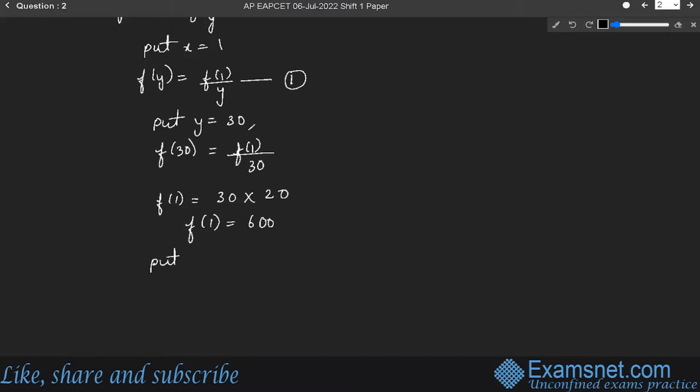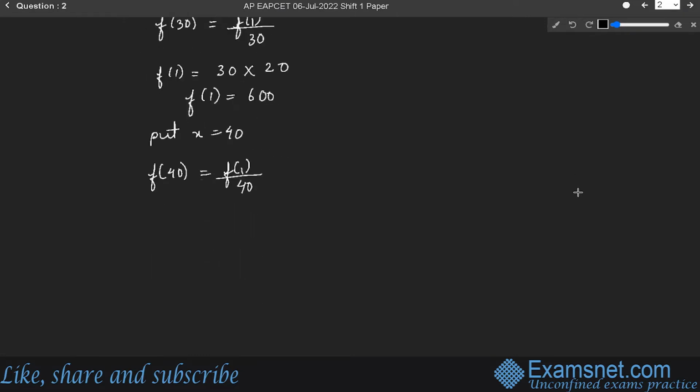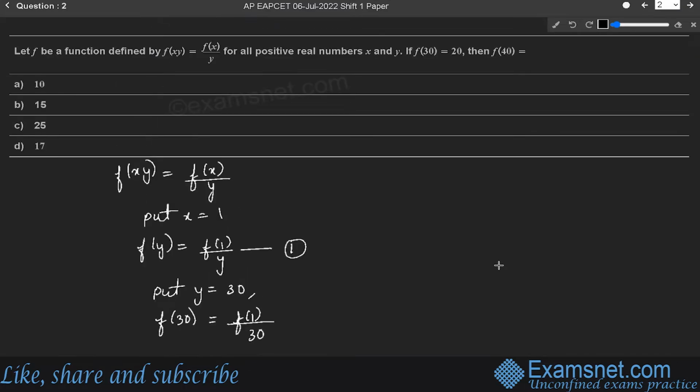Now, on putting x equal to 40 in equation number 1, we get f of 40 is equal to f of 1 upon 40. We have the value for f of 1, so substituting it, f of 40 will be equal to 600 upon 40, which is equal to 15. Therefore, the correct value for f of 40 is 15, and option number B is the correct option for this question.